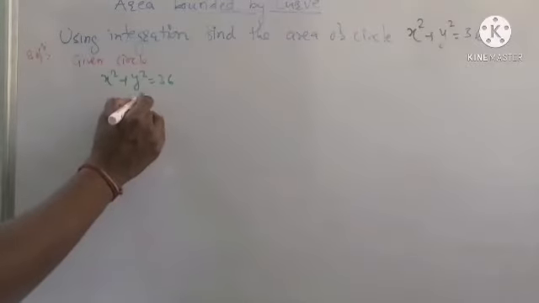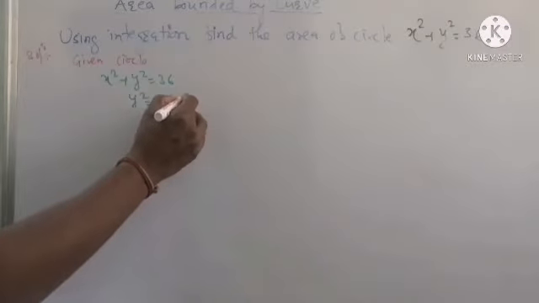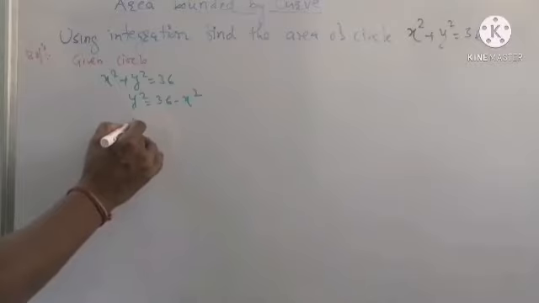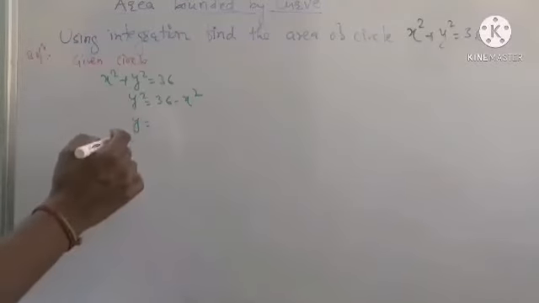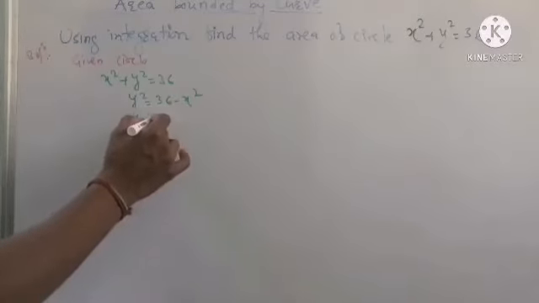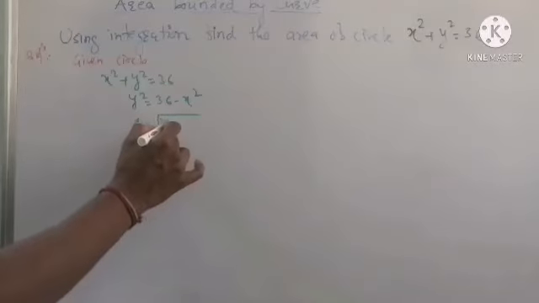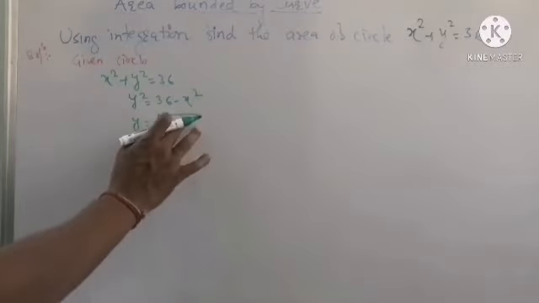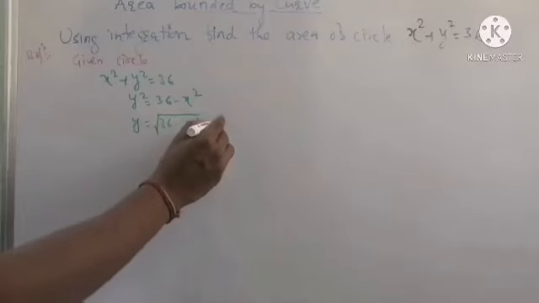So we separate the term of y square. On the right hand side we get 36 minus x square. Taking the square root on both sides we get y is equal to, as there is a subtraction, root of 36 minus x square. Put it as number 1.